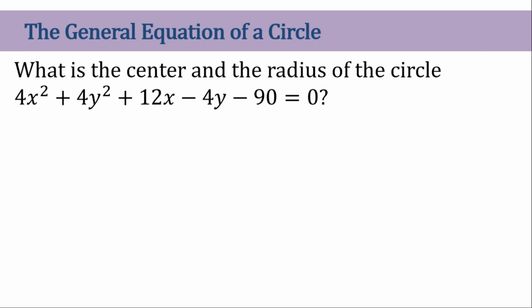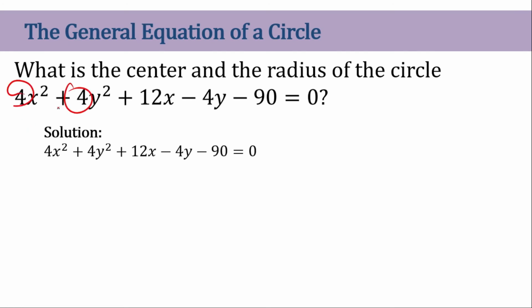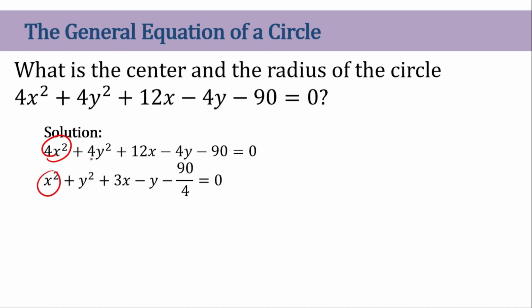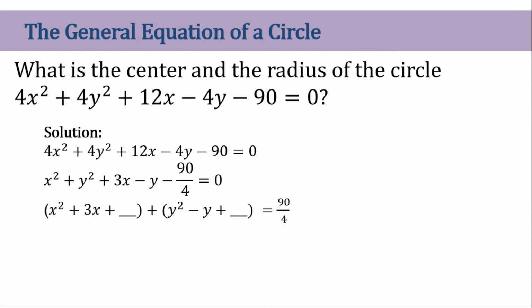We can do that as well here. The problem here is that we have a coefficient on x and y. So because this is 4, we need to divide this by 4 to simplify it. So if we divide by 4, 4x squared divided by 4 is x squared, 4y squared divided by 4 is y squared, 12x divided by 4 is 3x, negative 4y divided by 4 is negative y, 90 over 4 stays as 90 over 4. I will not simplify it first for the sake of instruction. Now, I will transpose negative 90 over 4 to the other side. That gives us positive 90 over 4.